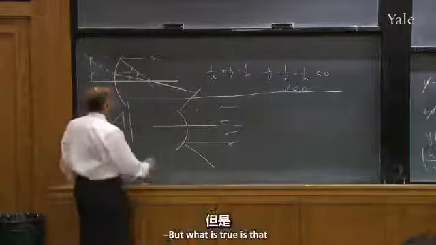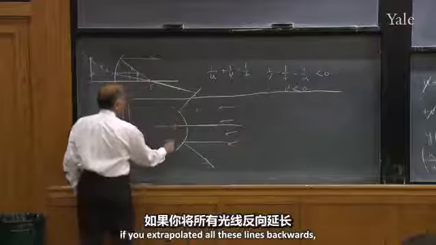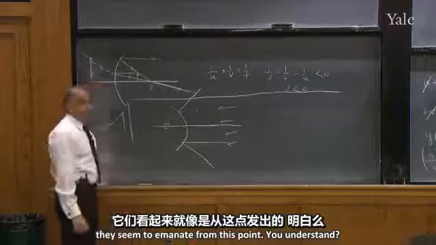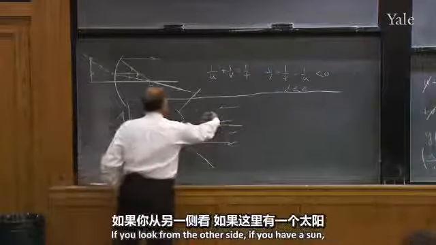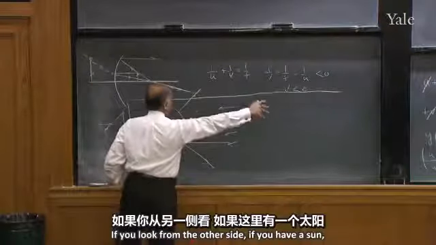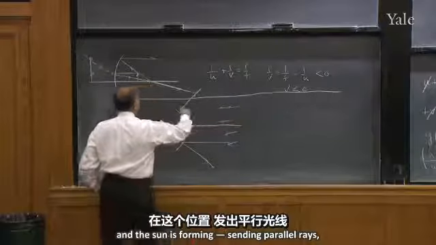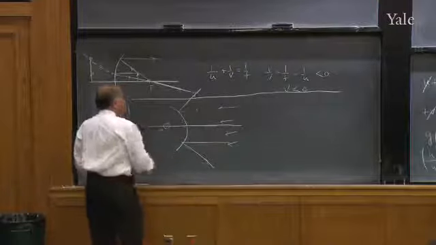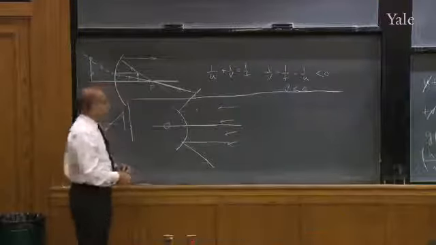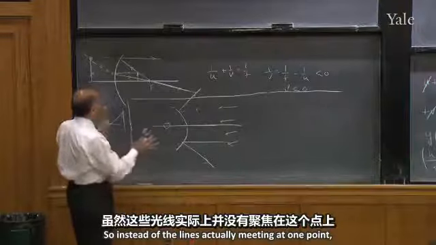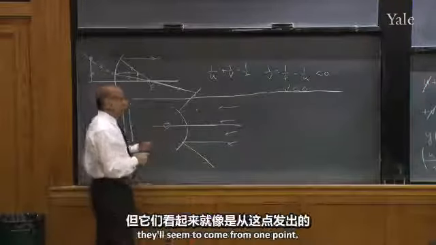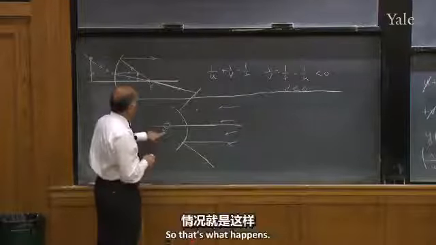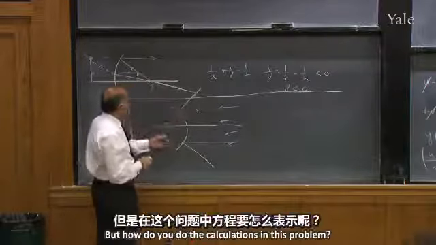But what is true is that if you extrapolated all these lines backwards, they seem to emanate from this point. You understand? If you look from the other side, if you have a sun, and the sun is sending parallel rays, the image of the sun will be here. It will be behind the mirror. It will all seem to be coming from here. So instead of the lines actually meeting at one point, they will seem to come from one point. So that's what happens. But how do you do the calculations in this problem?